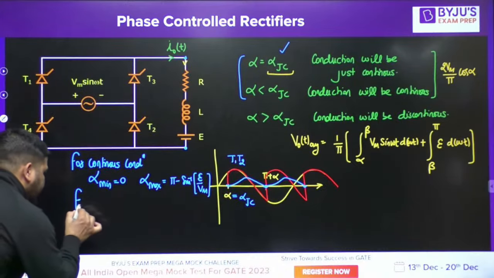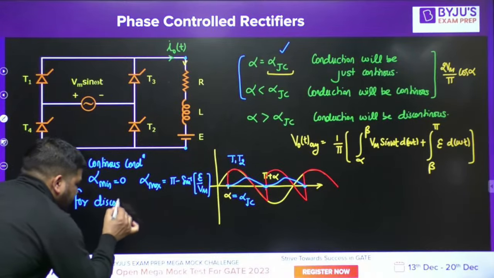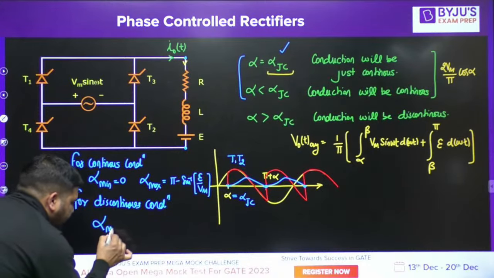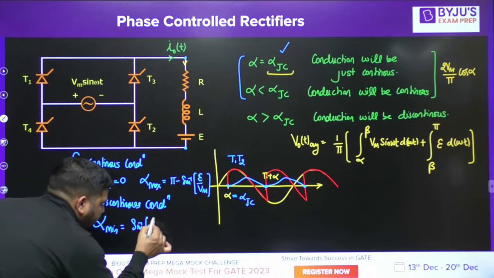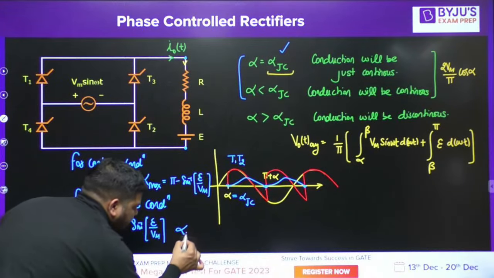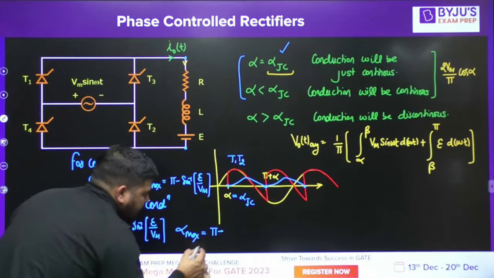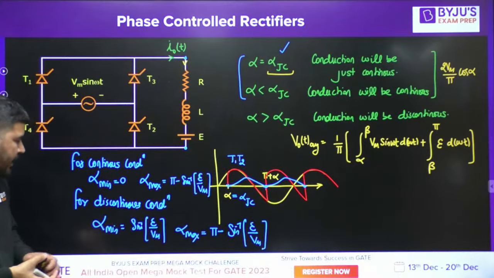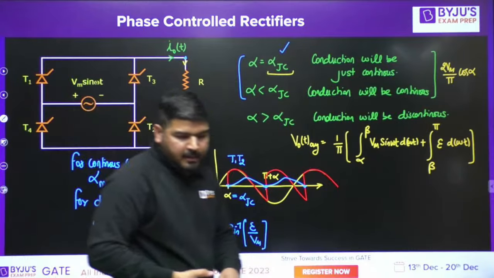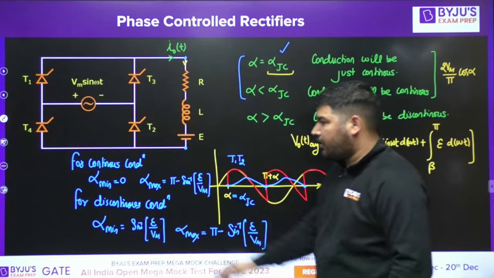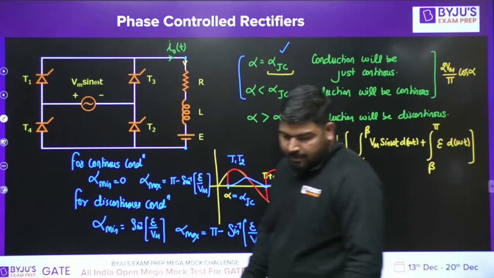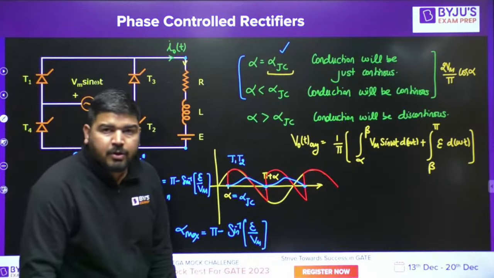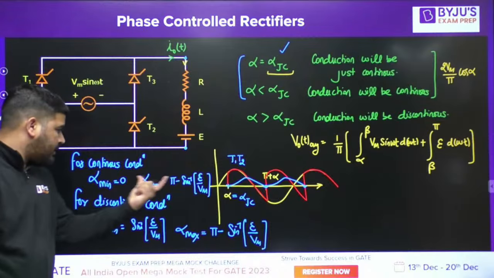Similarly, for discontinuous conduction, alpha min is equal to sine inverse of E by Vm, and alpha max is equal to pi minus sine inverse of E by Vm. Okay, you can calculate like this. This will be the alpha min and this will be alpha max for discontinuous conduction. I'm not telling you how I have achieved this, so you just remember it. If you don't know it, please watch my lectures, where I have told how I achieved these conditions.